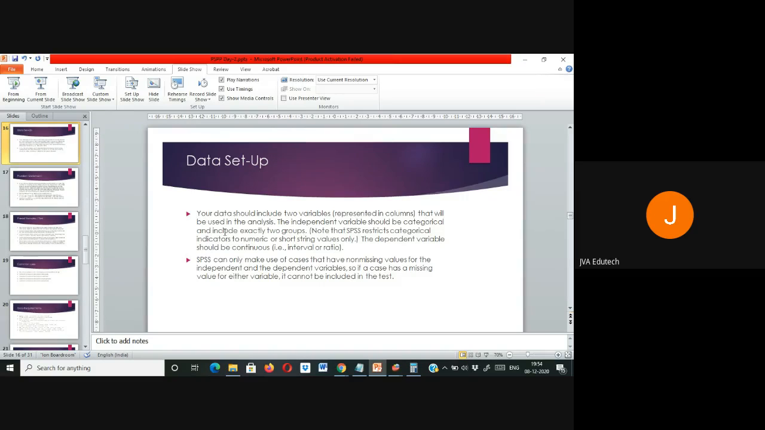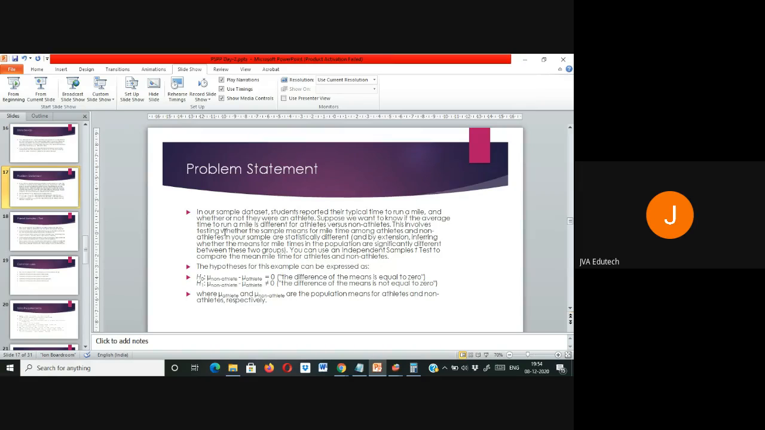Now, the data setup for this type of statistical analysis is that your data should include two variables that will be used in the analysis. The independent variable should be categorical and include exactly two groups, neither less than that. If less than that, it won't be the case of a two sample test, and it should not be more than two also, because this is the limitation of the independent t-test. It's only a two group test.